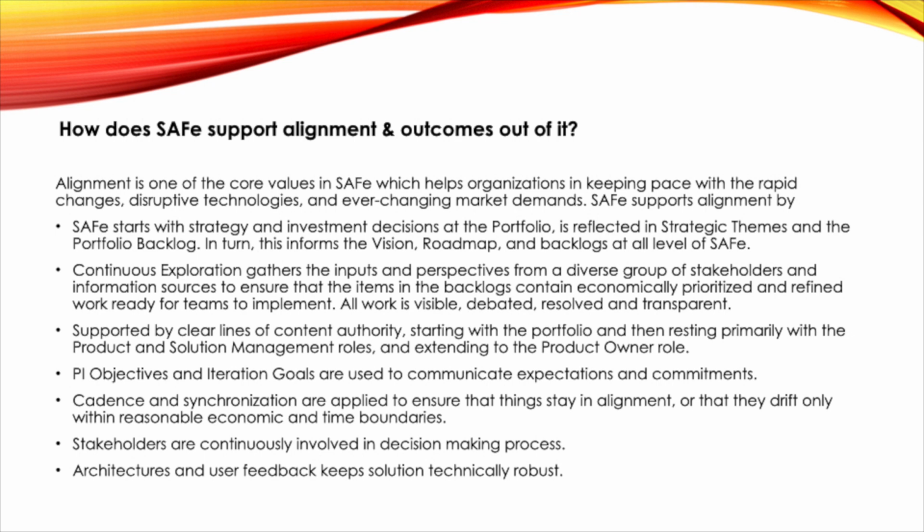PI objectives and iteration goals are used to communicate expectations and commitments. Cadence and synchronization are applied to ensure that things stay in alignment, or that they drift only within reasonable economic and time boundaries. Stakeholders are continuously involved in decision-making process. Architectures and user feedback keep the solution technically robust.